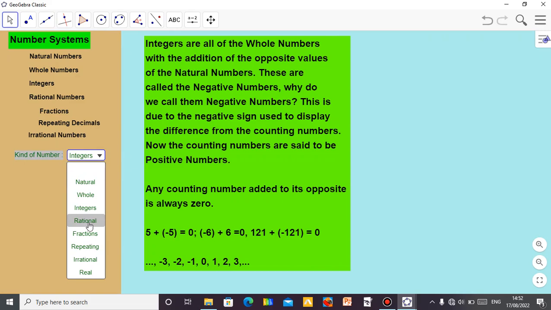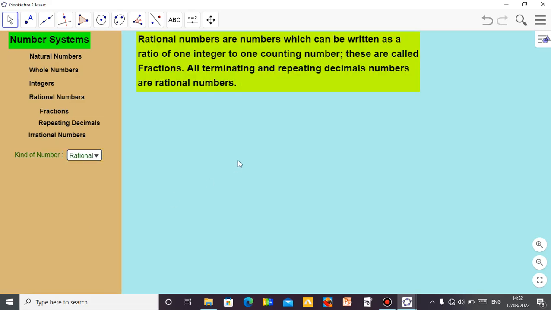So the next definition I have here is rational numbers. These are just numbers in the ratio form, so they are also called fractions. But one thing you must take note about rational numbers is this: rational numbers may be terminating decimal numbers, or may be repeating decimal numbers, which are also called recurring decimal numbers. So take note of that.